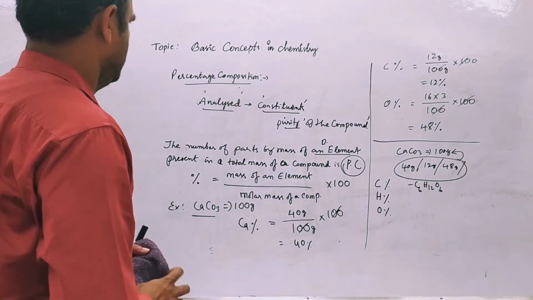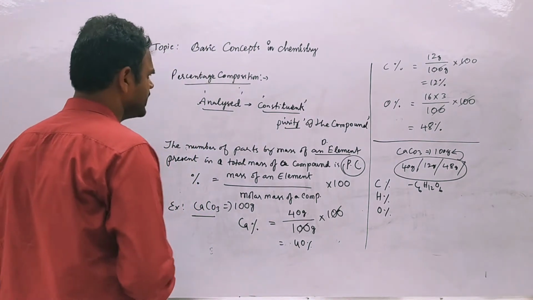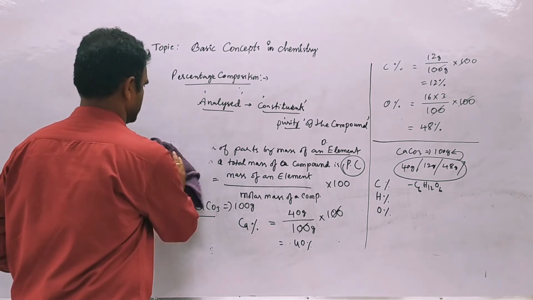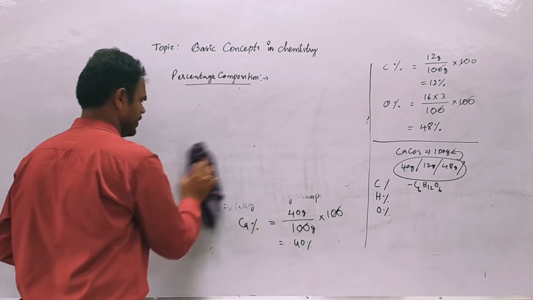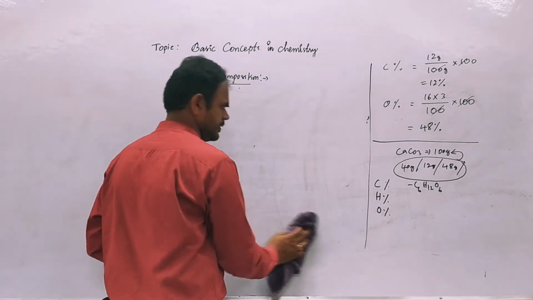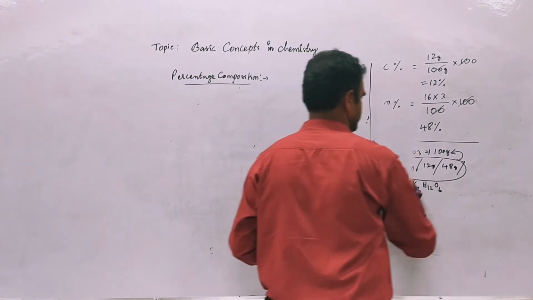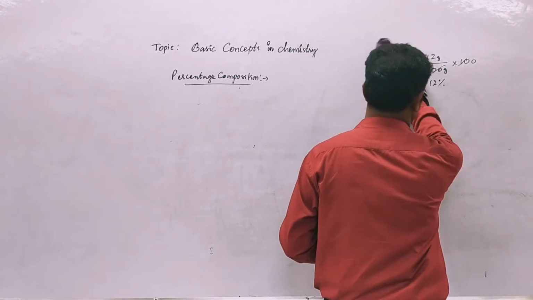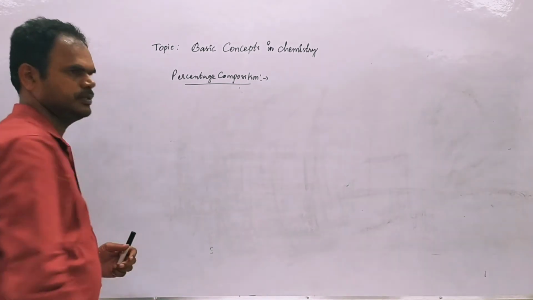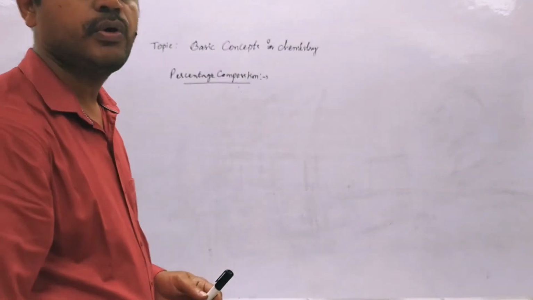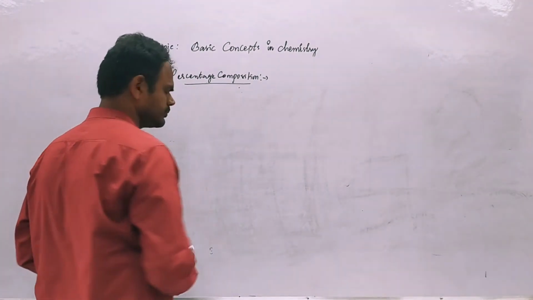See here, by looking at the formula, we can tell the constituents of the compound. You know the formula of the compound, easily we can tell what elements are present in the given compound. But we can't tell the mass percentage or percentage composition only by using quantitative estimation.